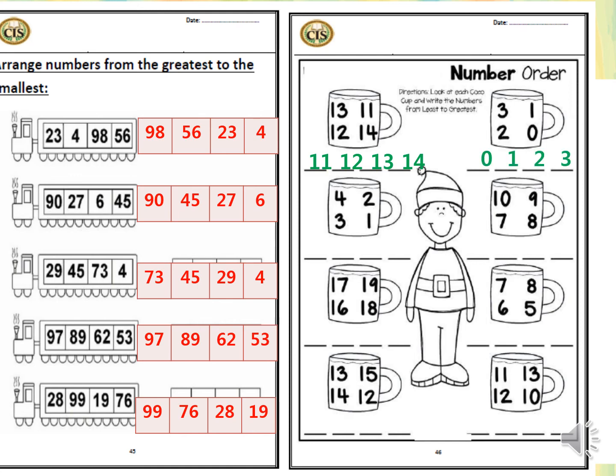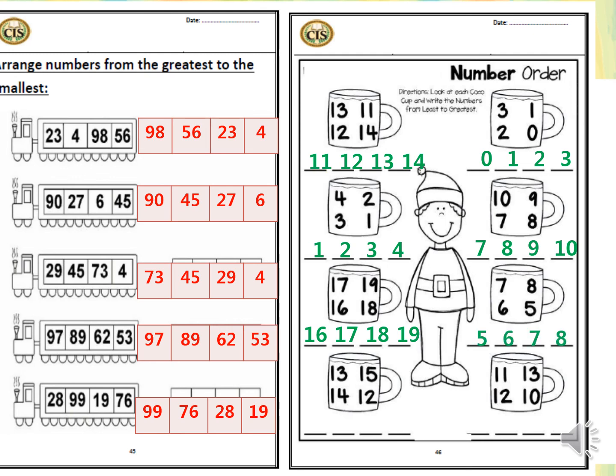0, 1, 2, 3. Okay, here insert the cup. We are going to arrange from smallest number. 1, 2, 3, 4. Here I start with what? 7, 8, 9, 10. In that cup, I start with the smallest number. Which one? 16, 17, 18, 19. In that cup, which number will I put first, the smallest?